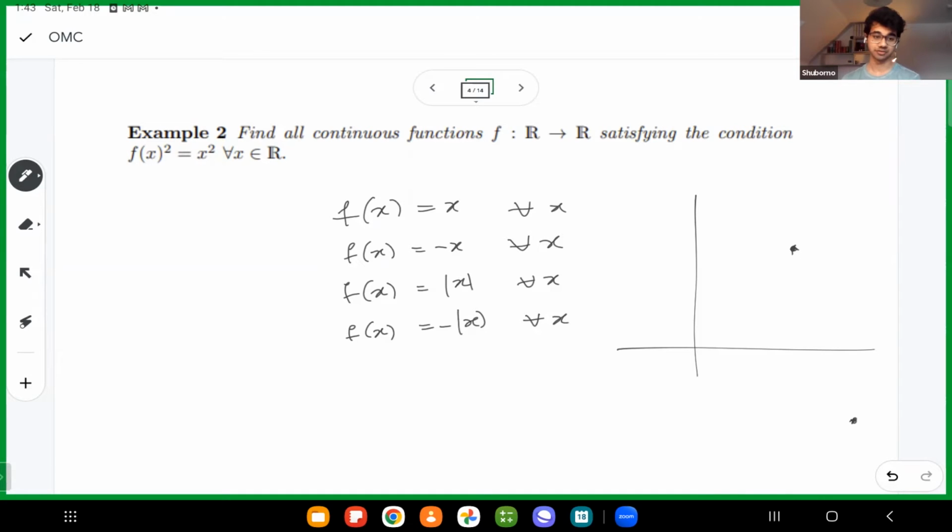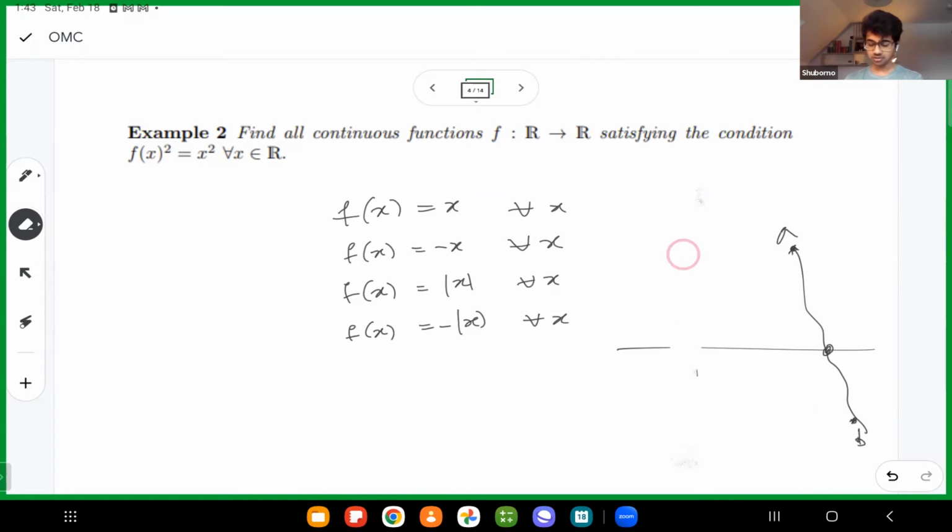For the sake of contradiction, if for positives there was some a that gives f of a equal to a and some b with f of b equal to minus b, then from continuity and the intermediate value theorem you will have some point that is 0, and f is 0 only at 0. So that's the contradiction. On either the positive side it's all positive or all negative, and similarly on the negative side, so you have four solutions.